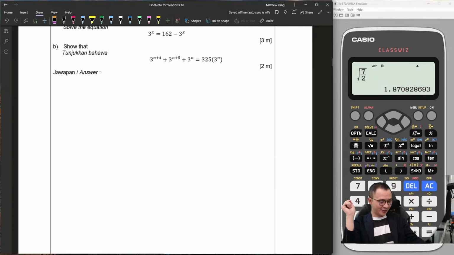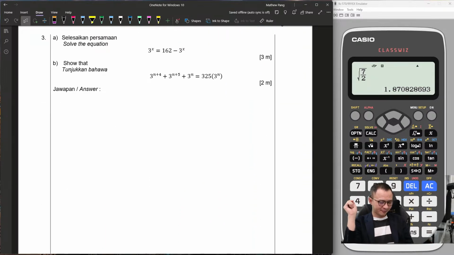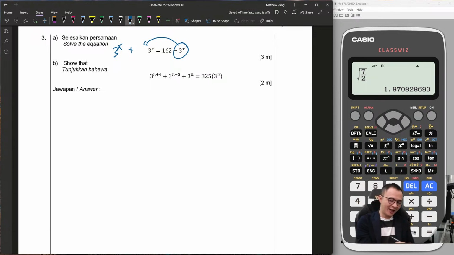Alright, let's move on to the next one. Indices. This one just tests how much you understand about indices. If you understand really well, you have 1 3 power x, then you move this one to the other side. It will basically plus another 3 power x. So you just imagine 1 3 power x plus another 3 power x. I have double of the 3 power x, isn't it? Equals 162. Divide 2, I get 81.